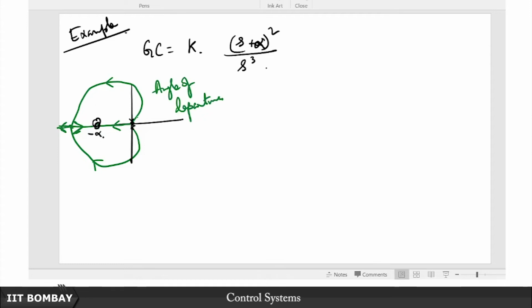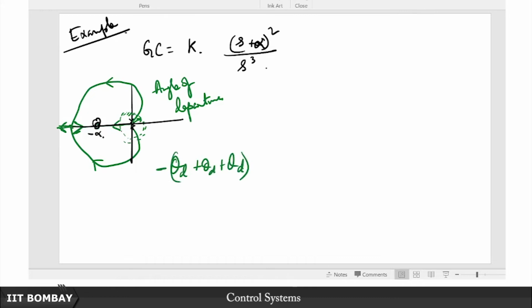So what does the angle of departure tell me? If I apply the angle criteria here, let's just refresh our memory a bit on root locus, it helps. Within a small epsilon neighborhood of this, the angle subtended by the 3 poles is, let's say, 3 theta, where theta is the angle of departure. So 3 theta d.